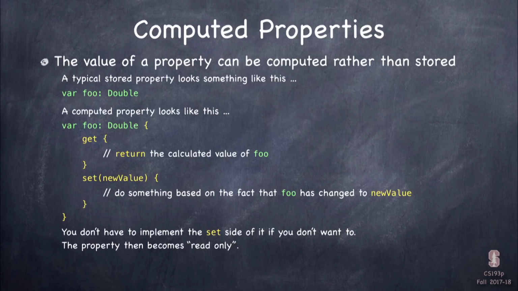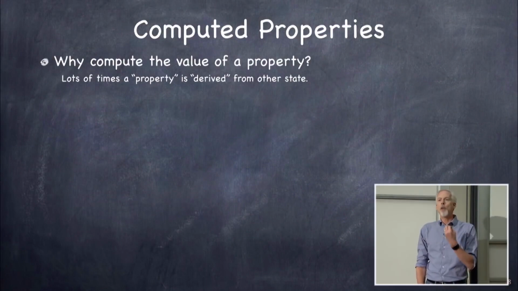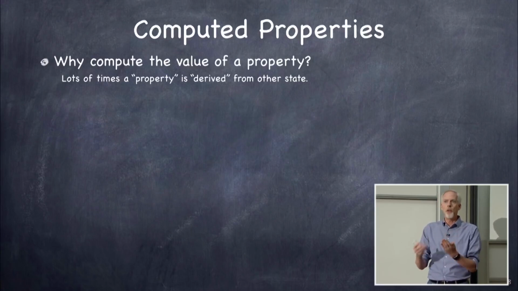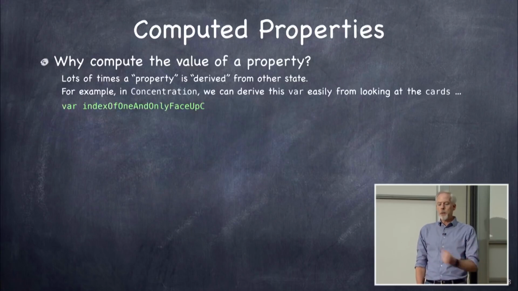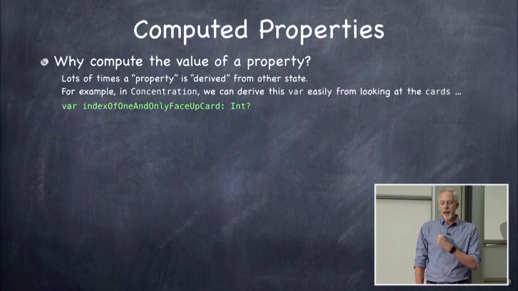So why are computed properties important? What do you use them for? Well, a lot of times you have something that is perceived as a property of your struct or class that actually is derived from other state inside of your struct. And when you have that situation, you do not want to have a stored property because you don't want to have the same information in two different vars, because they can get out of sync, and all kinds of problems happen. So one or the other of them wants to derive itself from the other one. Here's an incredibly good example: the index of the one and only face-up card in Concentration. That is easily derived by looking at the cards.